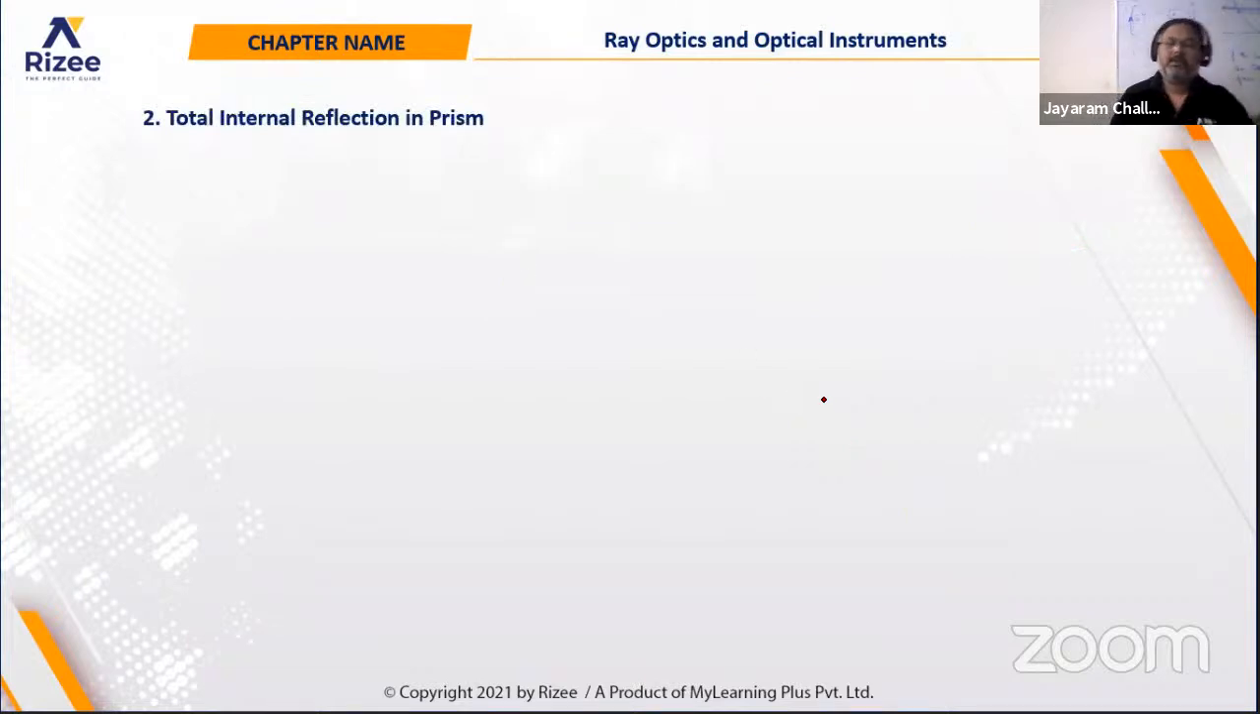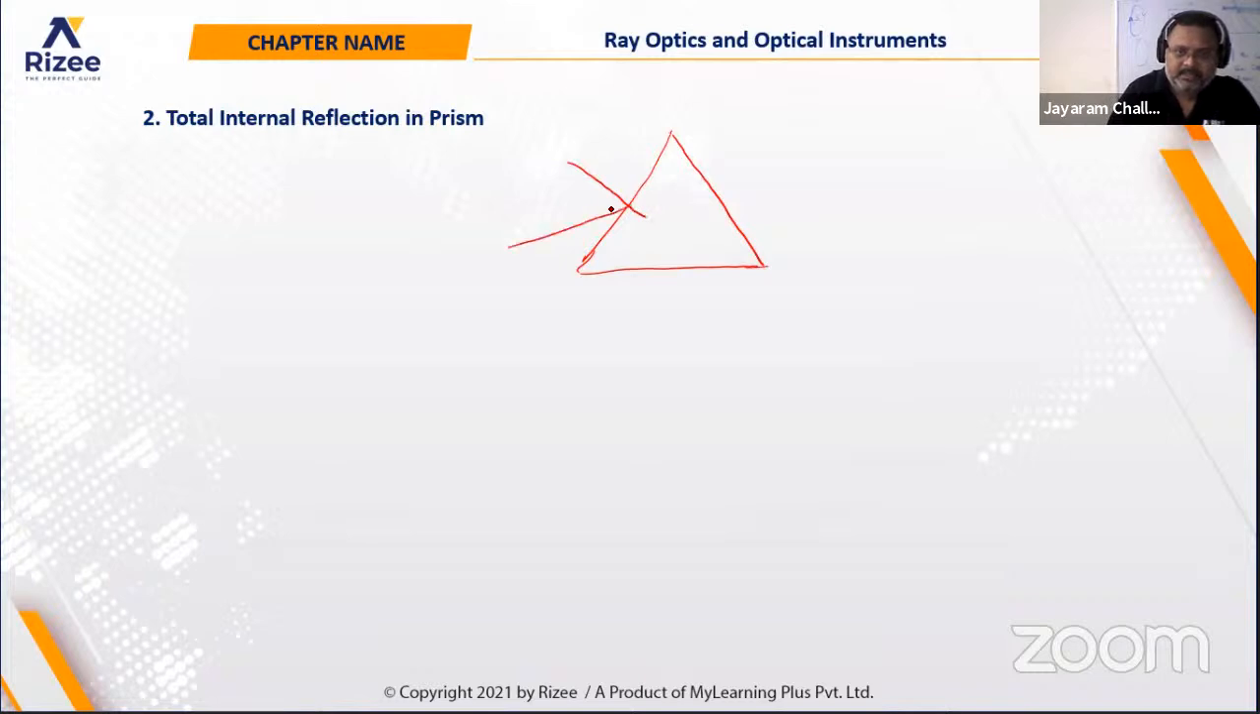Now, what happens under total internal reflection conditions? Suppose we take a prism, and this is the normal to the light incident here. This is your angle of incidence, I1. Here it is refracting, and this is your R1. The light ray is going to emerge out, so this is your I2. This will be your R2. And this is your angle of prism, A.